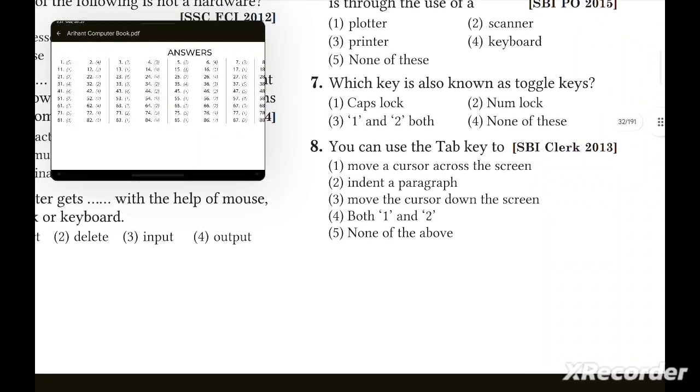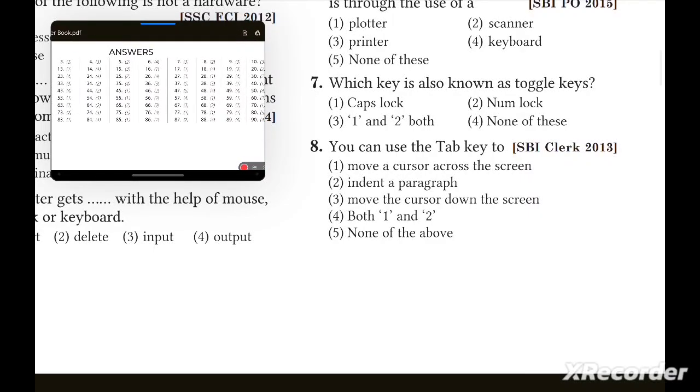Next, which key is also known as toggle keys? First, caps lock; second, number lock; third, first and second both; fourth, none of these. The correct answer is third, first and second both. Next, you can use the tab key to: first, move a cursor across the screen; second, indent a paragraph; third, move the cursor down the screen; fourth, both first and second; fifth, none of the above. The correct answer is second, indent a paragraph.